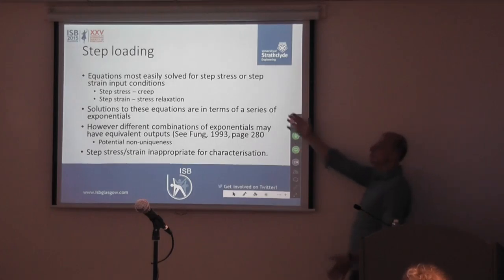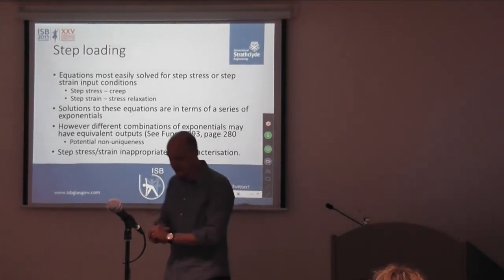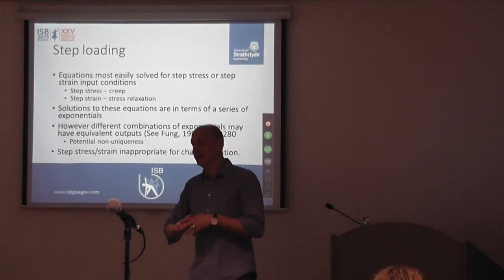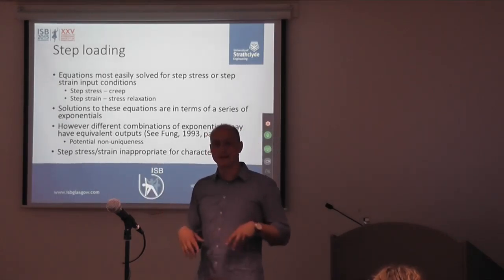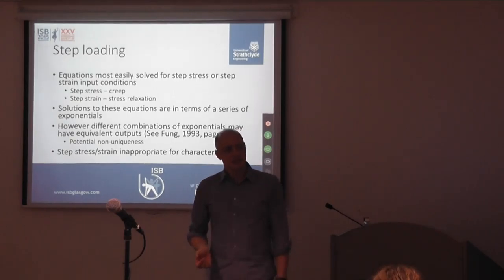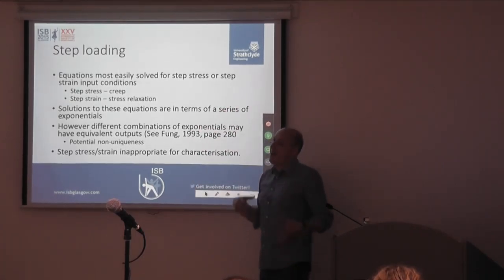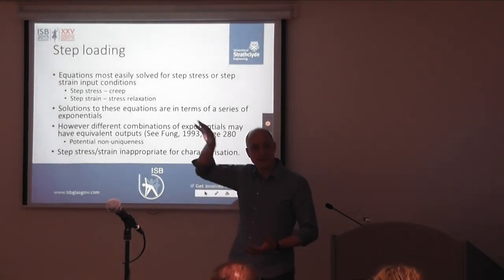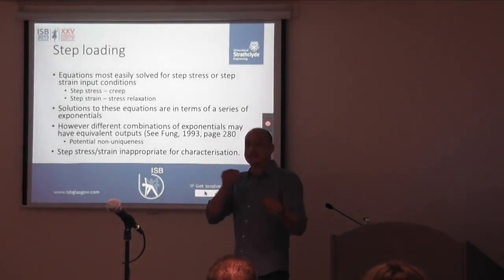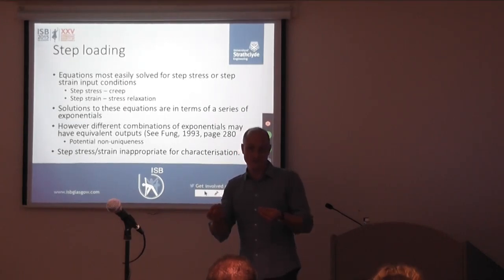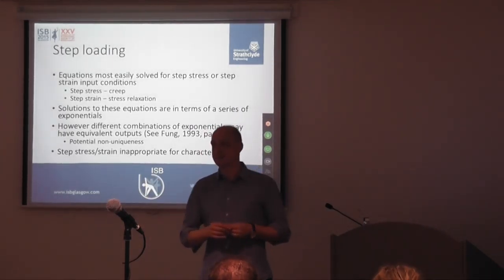These equations are most easily solved for step stress and step strain, and the solutions are in terms of exponentials. But Fung noticed, or it's been known for some time, that lots of different combinations of exponentials can have the same overall effect. So what those parameters mean from the resulting equations is a bit dubious. If you fit experimental data to these equations and get parameters out, a different set of parameters will also give an equally good fit. So step stress and step strain is not the best way to characterize tissues for viscoelasticity.